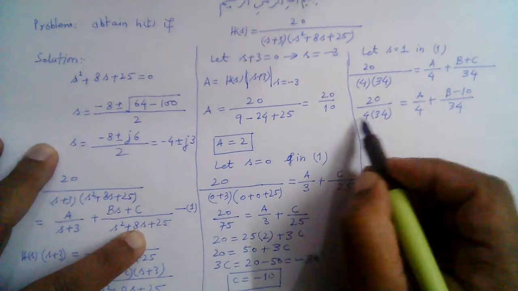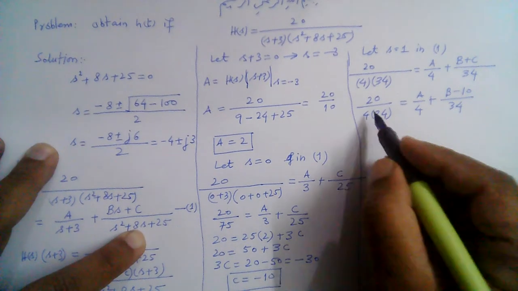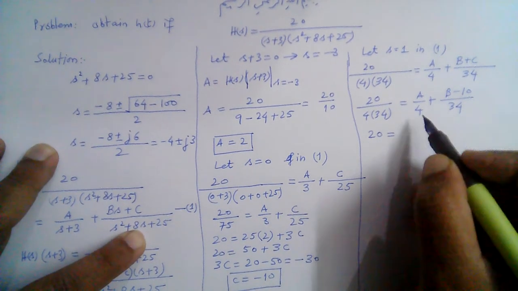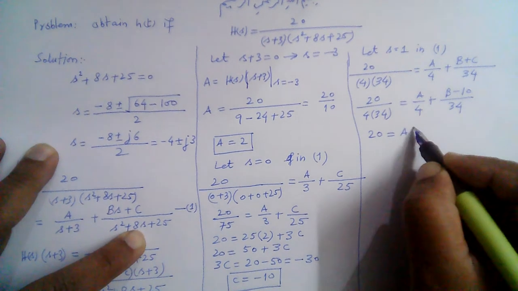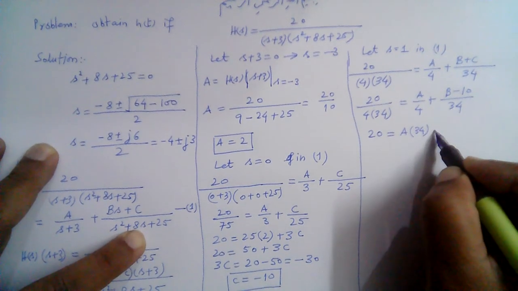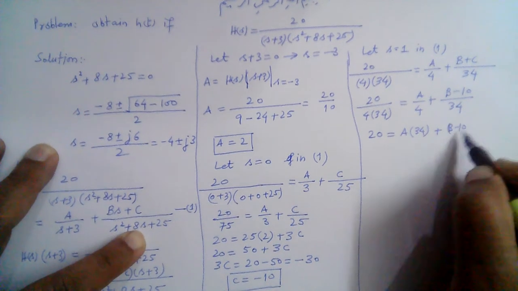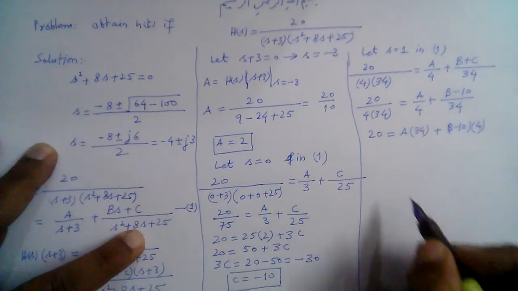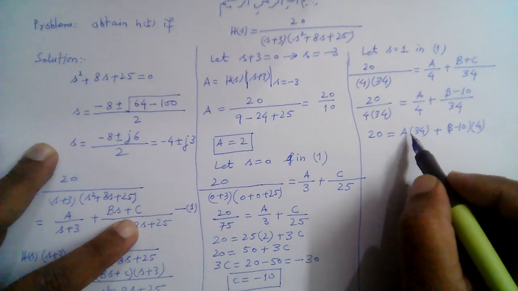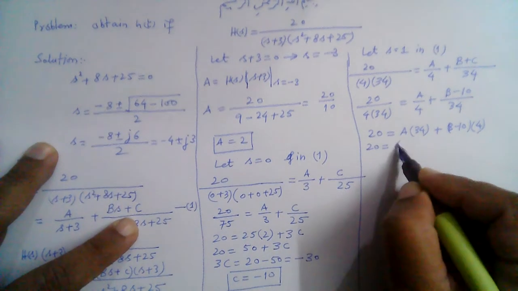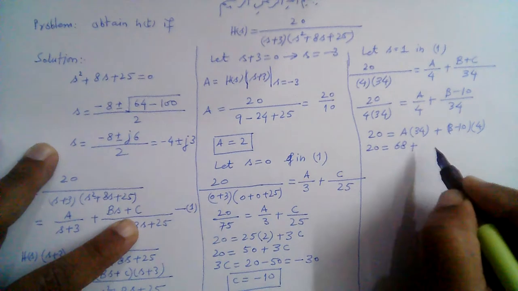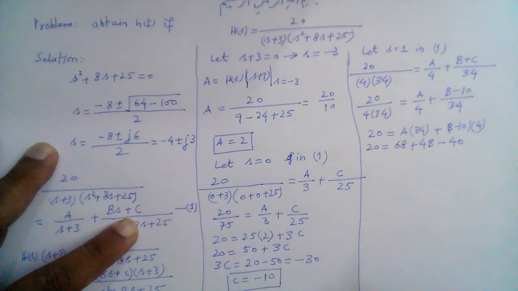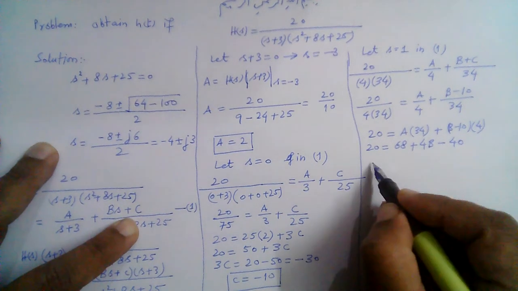So let's multiply throughout with this term 34 multiplied by 4. That will be easier for us. So that is 20 is equal to A into 34, and this is B minus 10 into 4. So the value of A is 2, so that is 68. So that is 20 is equal to 68 plus 4B minus 40.